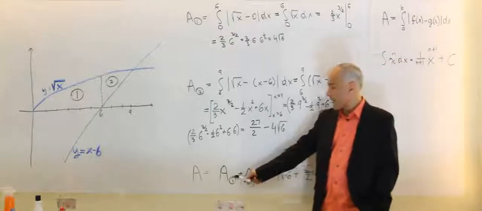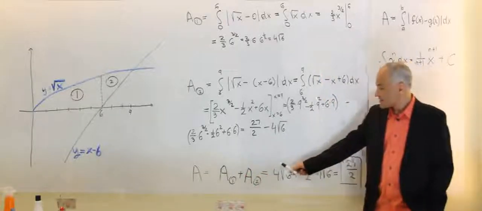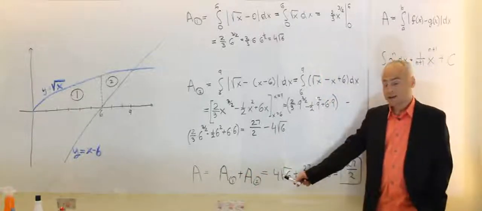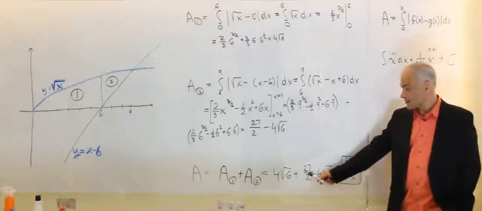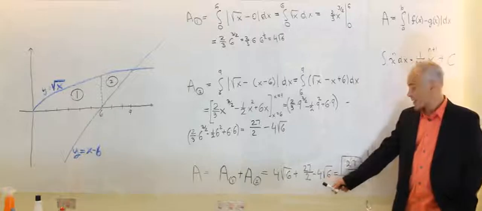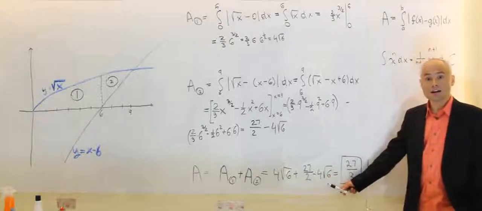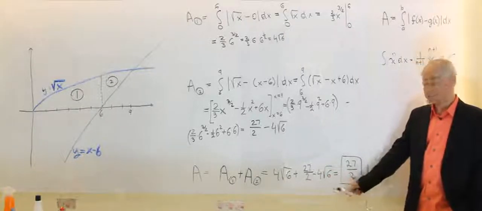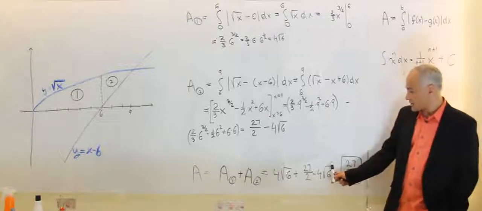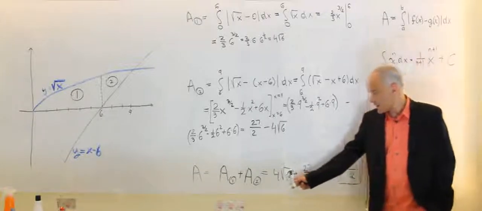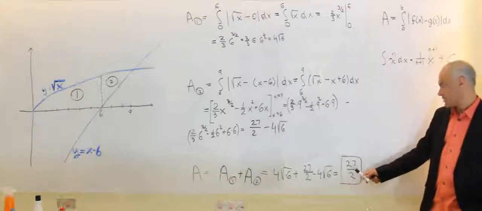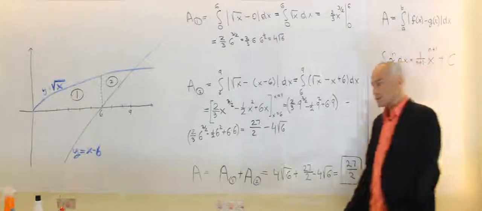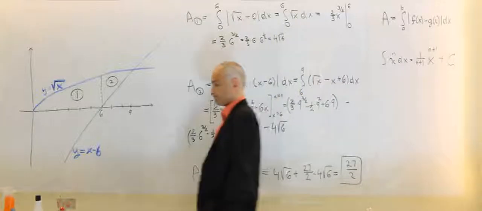And finally, I'm adding up the two areas. So area 1 was 4 square root of 6, and then the other one was 27 divided by 2 minus 4 square root of 6. So actually, notice that this and that 4 square root of 6 cancels. So the final answer is surprisingly nice, 27 divided by 2.